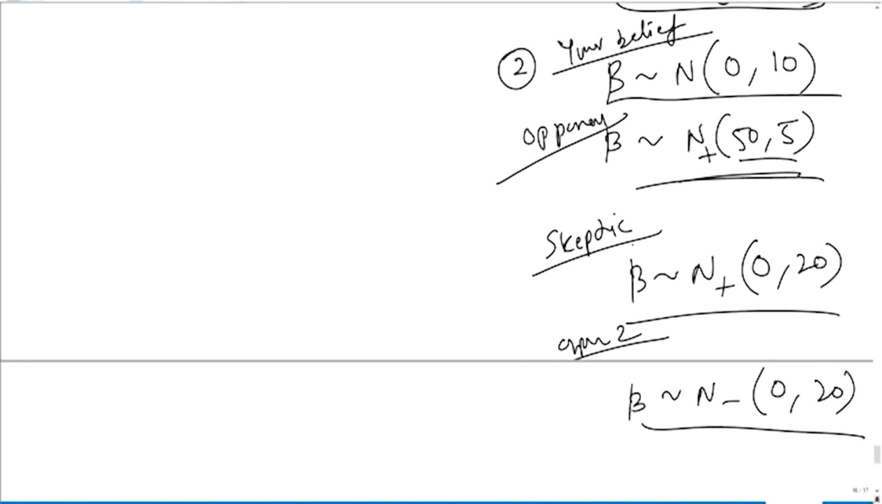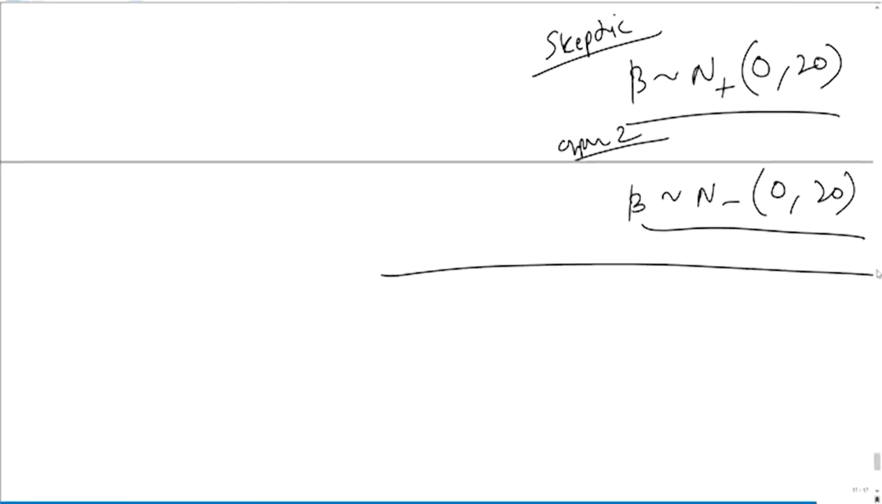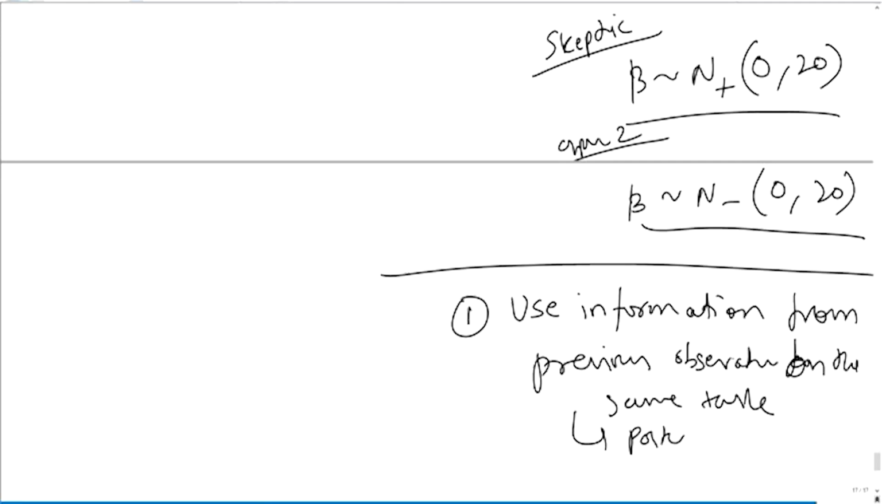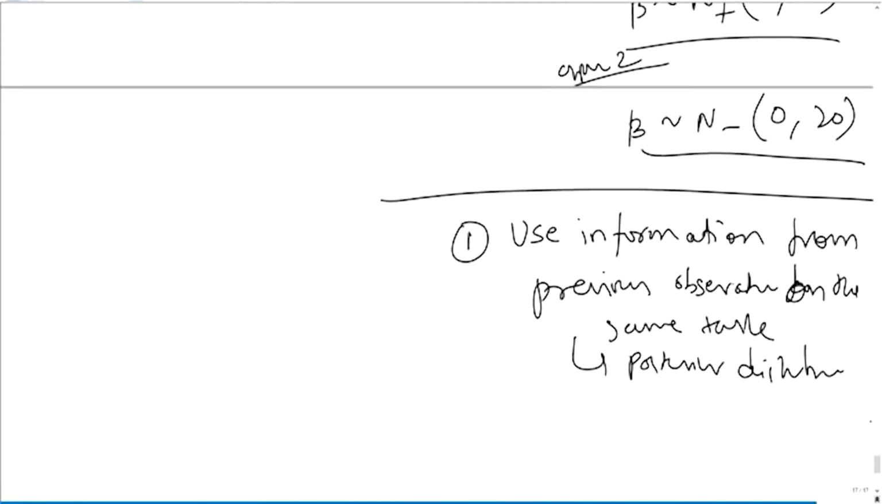So, just to summarize, what are the different ways to specify a prior distribution? First, use information from previous studies or previous observations on the same task. For example, you can even use the posterior distribution from a previous study, as we do in the Bayesian learning process. So, we are using information from previous studies on the same task.